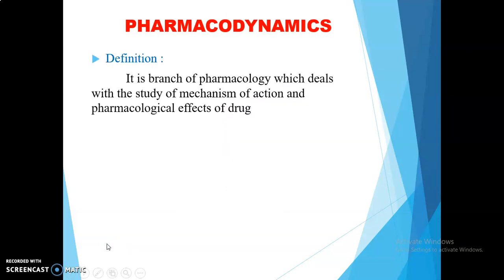So in a systematic manner, pharmacodynamics is defined as a branch of pharmacology which deals with the study of the mechanism of action and pharmacological effects of a drug. Means in short, what the drug does to the body.